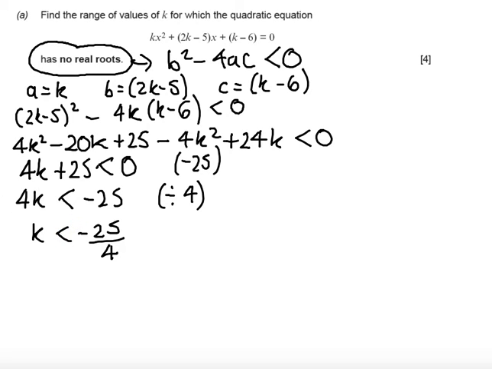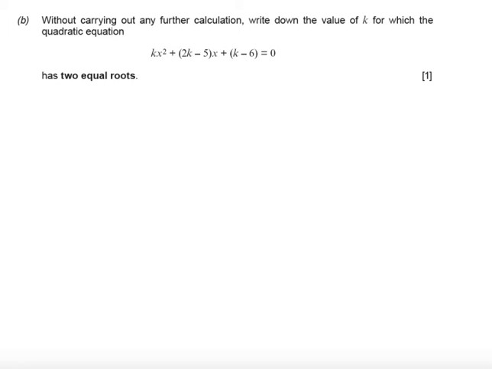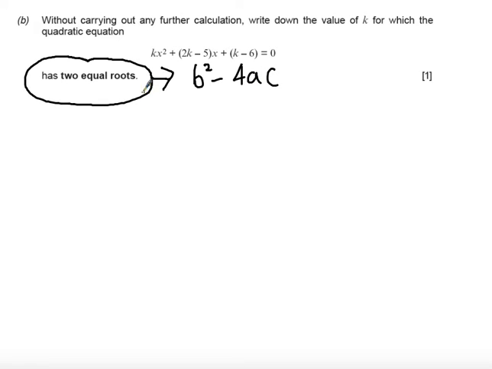There is now part B. Let's look at part B. It says, without carrying out any further calculation, write down the value for k for which a quadratic equation has two equal roots. So again, this part here is the key to understanding this question. It's indicating that we're working with a discriminant because it's discussing the number of roots. And what we have to remember is for equal roots, b squared minus 4ac must be equal to 0.